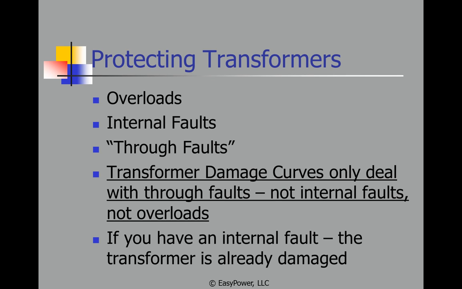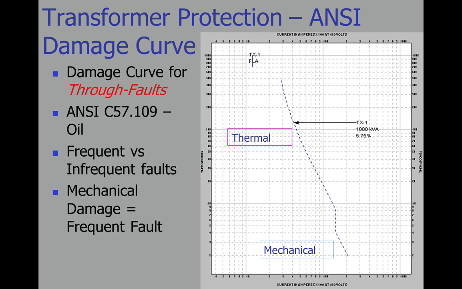The problem there is the transformer has to supply the fault current, and it's usually way in excess of its actual rating. So when we show the transformer damage curves in EasyPower, that only deals with through faults, not overloads, not internal faults. If you have an internal fault, the transformer is already damaged, right? So the damage curve is not really applicable in that case. The damage curve is only for through faults.